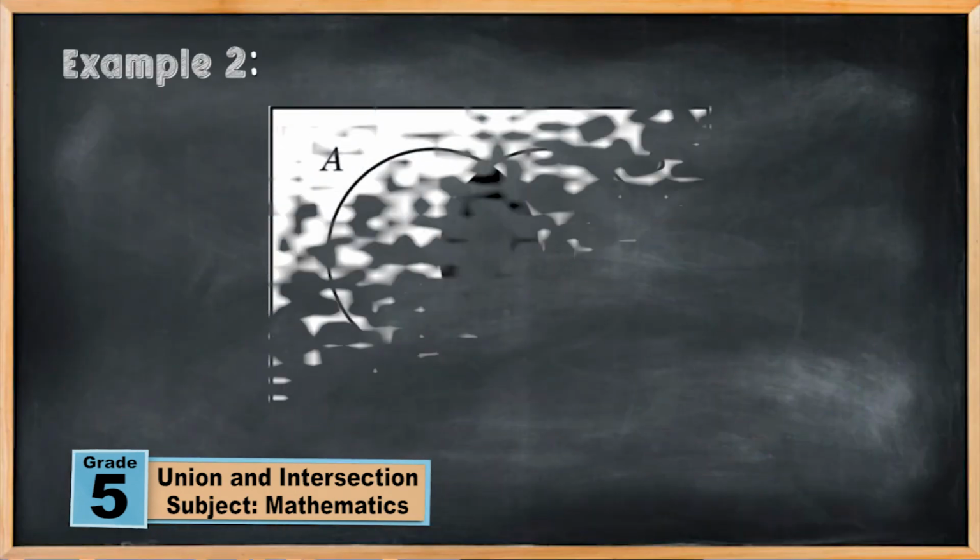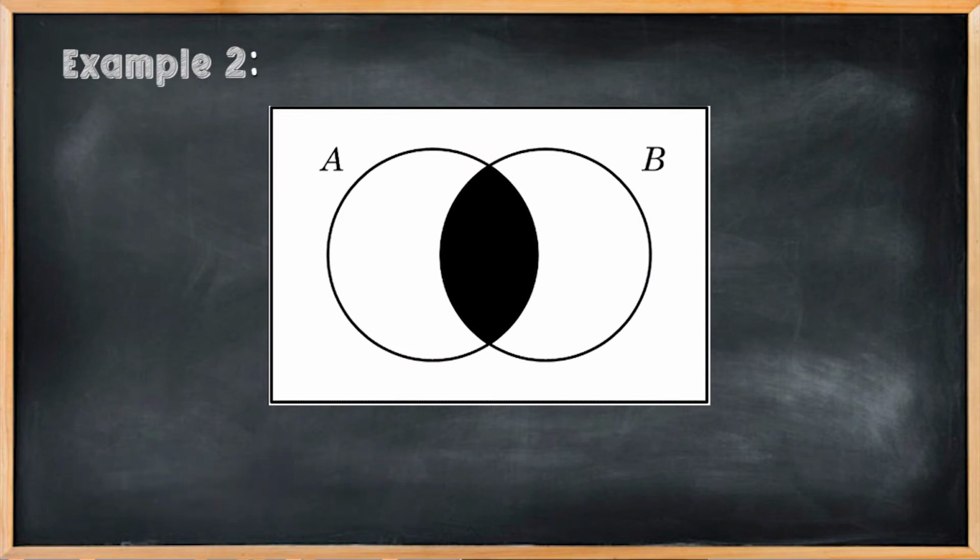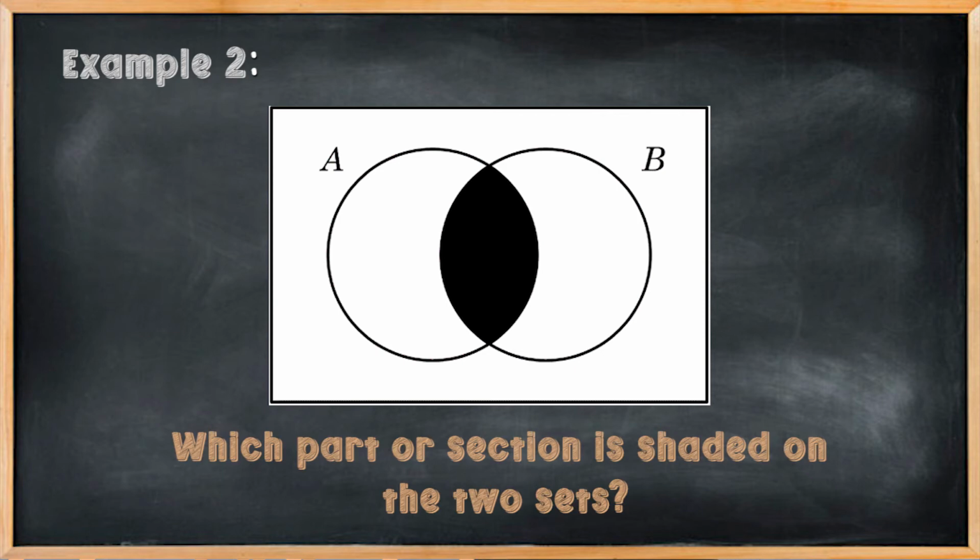Great job, boys and girls. So far, you know what the term union means, and now you know what the term intersection means. Let's look at intersection using a Venn diagram. So example 2, we have this Venn diagram. Now, which part or section of the two sets, A and B, is shaded?